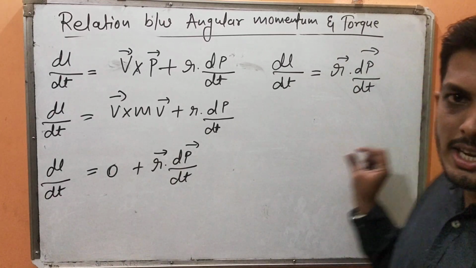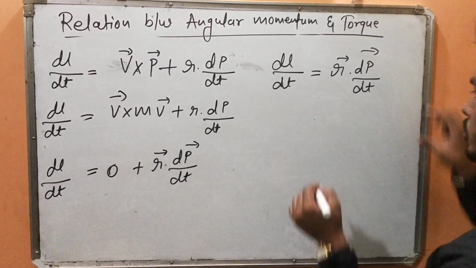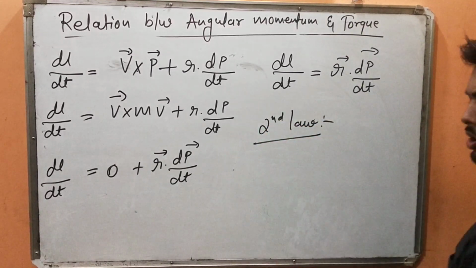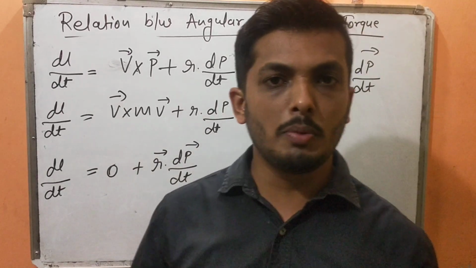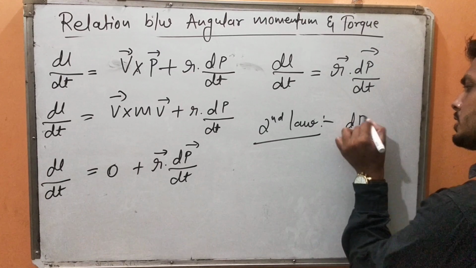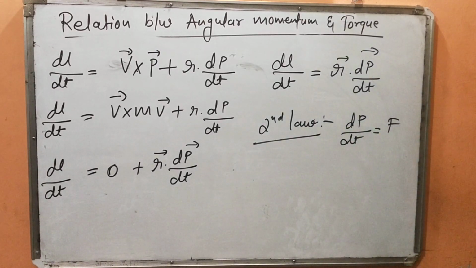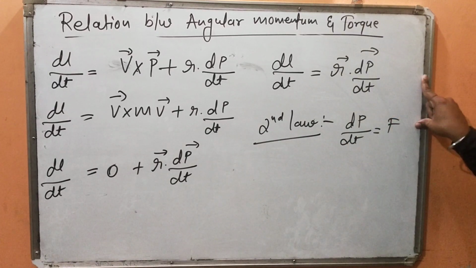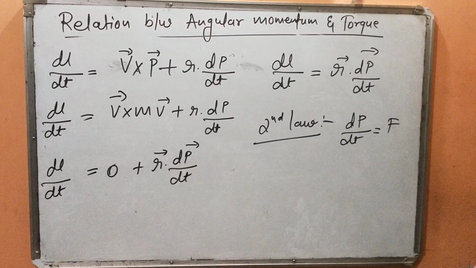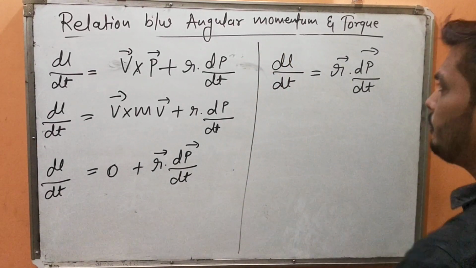Now what is dp by dt? dp by dt is the rate of change of momentum. If you understand Newton's second law of motion, the rate of change of momentum is directly proportional to the applied force. So this rate of change of momentum is nothing but the applied force. Write somewhere at the corner that dp by dt is nothing but force.